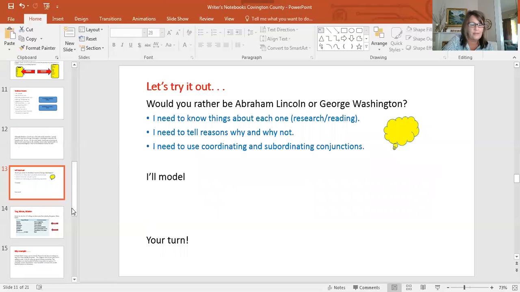Now, I just did that. I tried it out using Abraham Lincoln or George Washington. I used some things I knew from my research and reading. I told reasons why and why not, and I used coordinating and subordinating conjunctions.